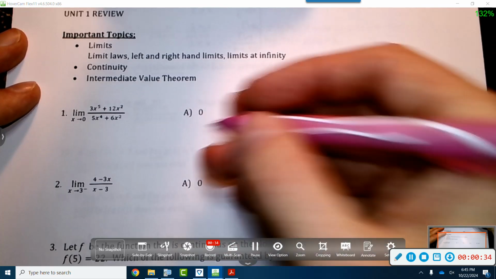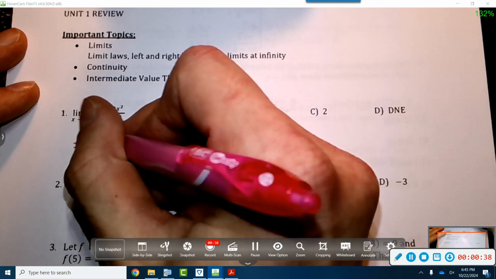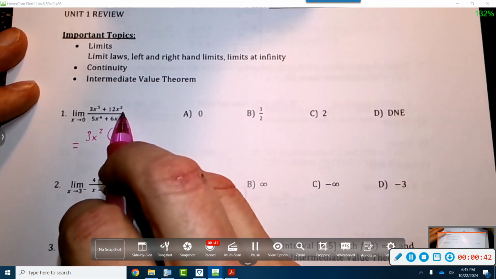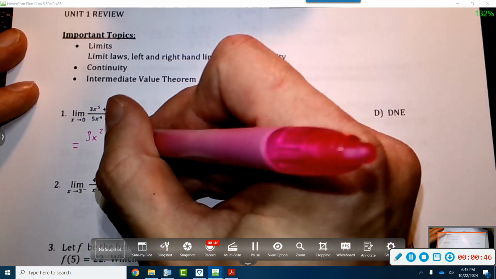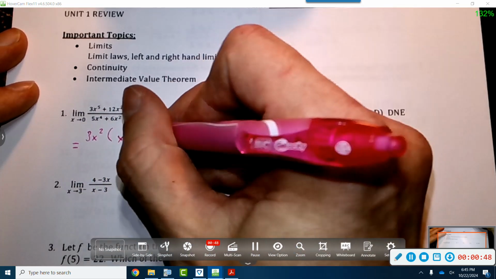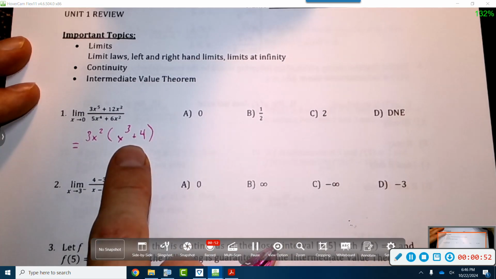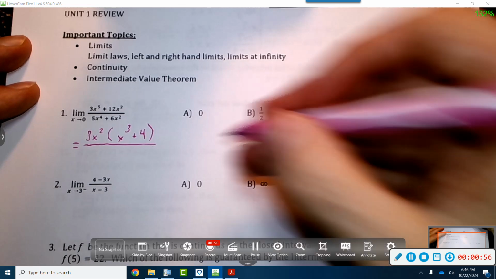All right. So let's go ahead and take a look at this and see that we can take out a 3x squared in the very top. Okay. I can take 2 x's out of this, and I take a 3 out, so that leaves me with x to the third plus 4. Now this is unfactorable, so that's pretty much as low as we can go as far as factoring.